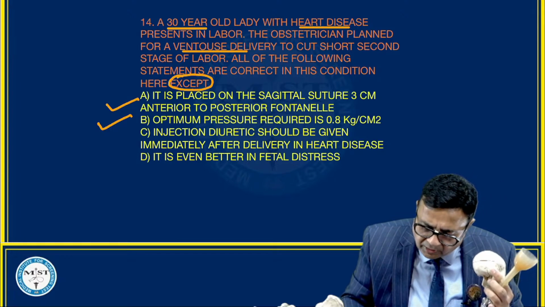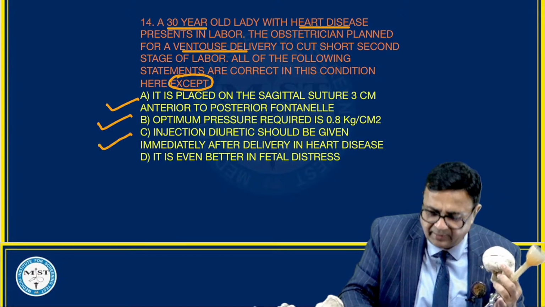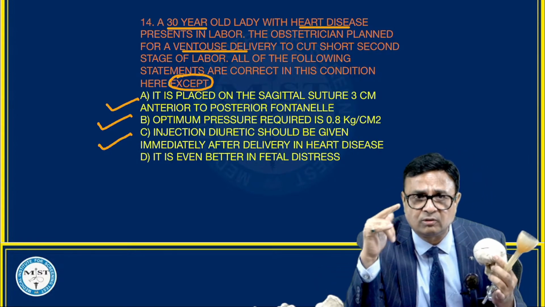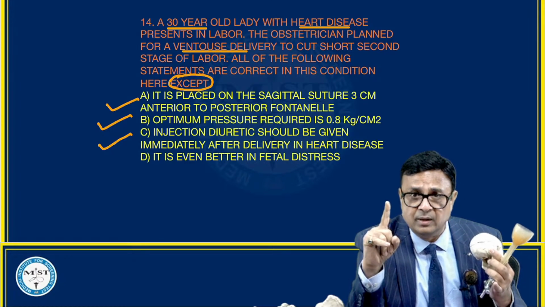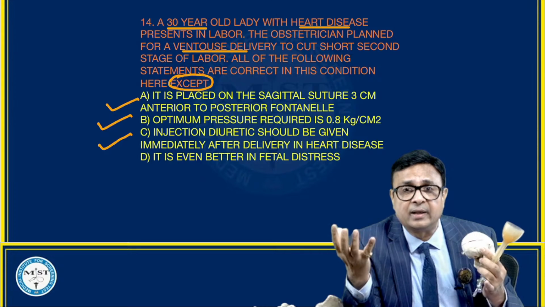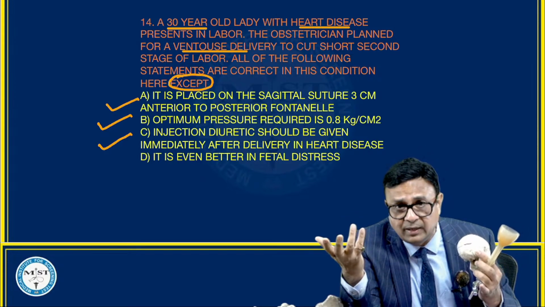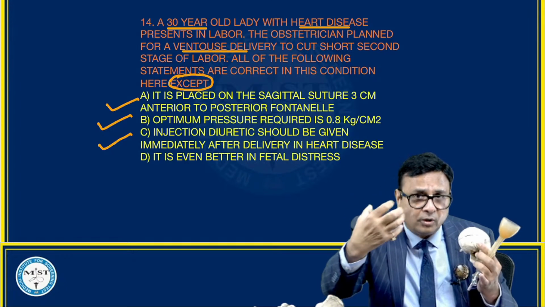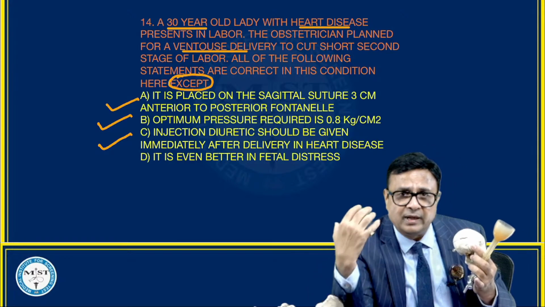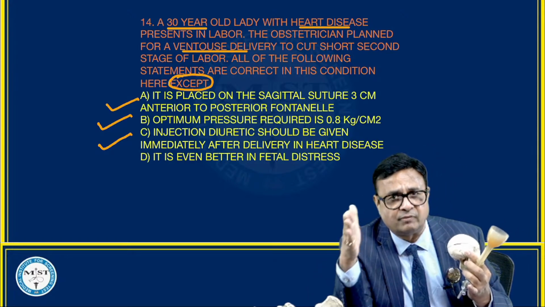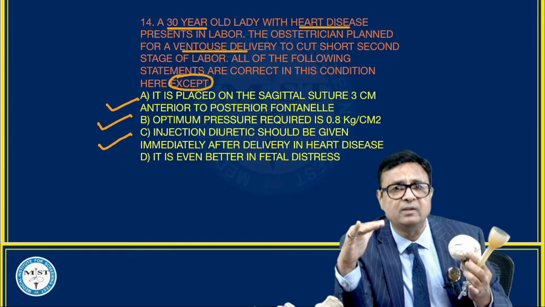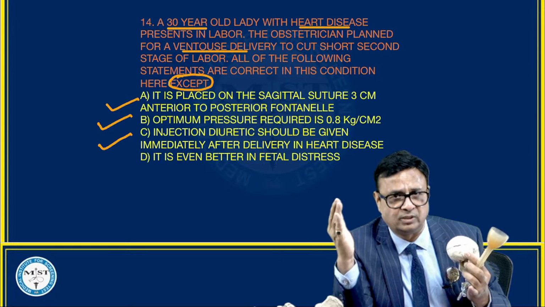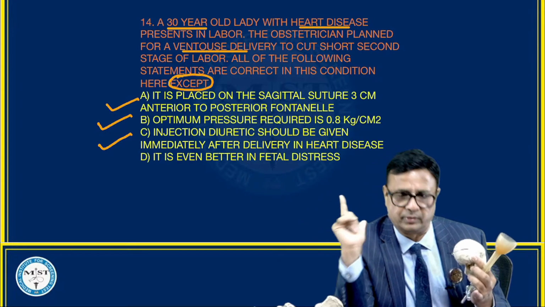Injection diuretic should be given immediately after delivery in heart disease. Correct statement, beta. Why is it a correct statement? Because maximum cardiac output in heart disease is immediately after delivery. And she is having heart disease, so we want to reduce plasma volume. This is why, if she is having heart disease, immediately after delivery we prefer to give diuretic injection, because we all know cardiac output overall is maximum immediately after delivery.